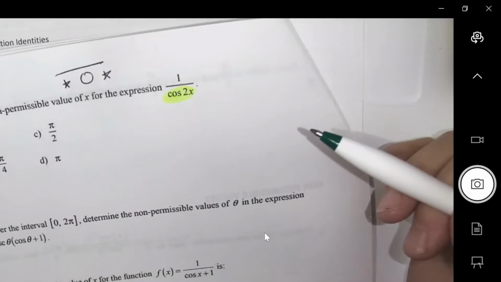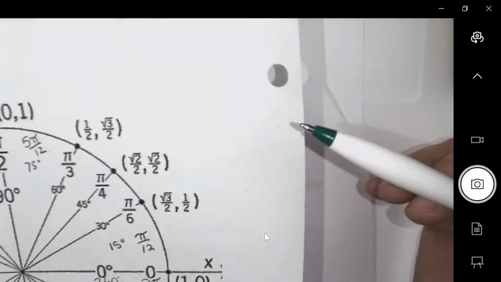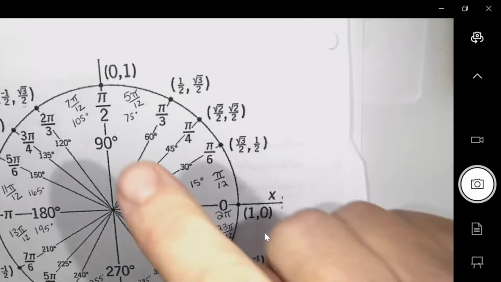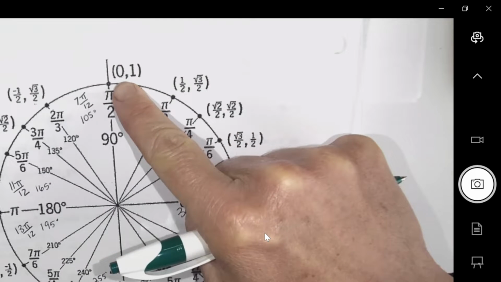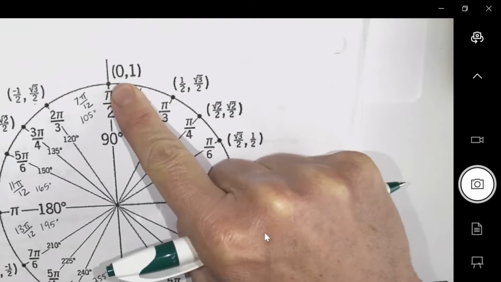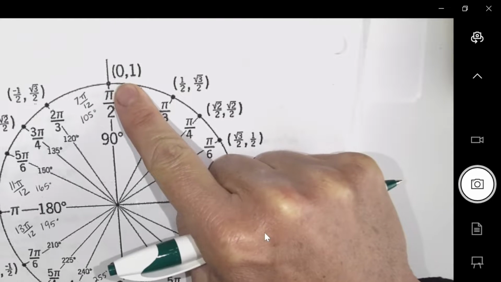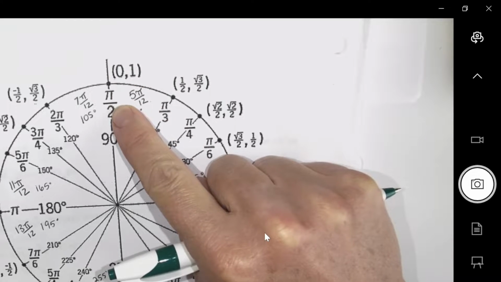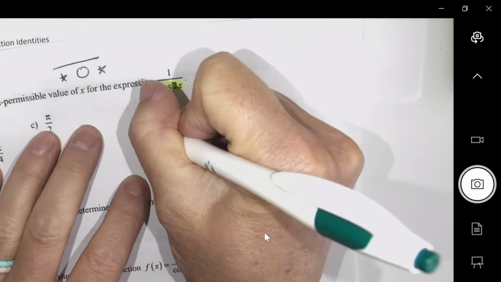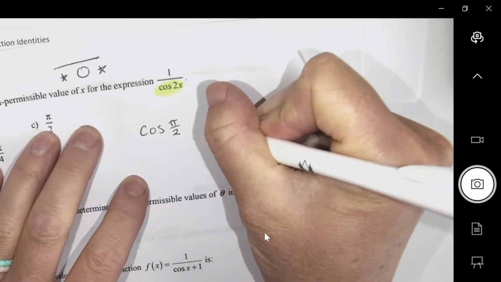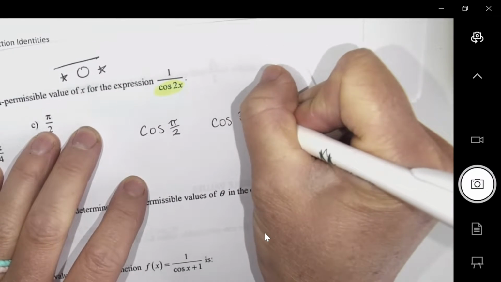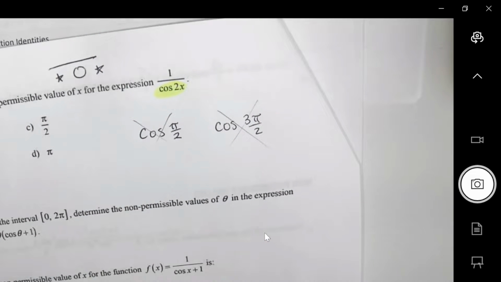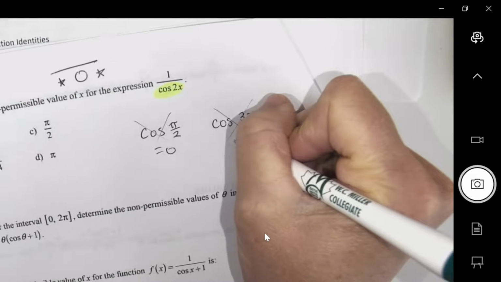So what cos value causes a 0? Where are you if cos is 0? Right here? That's not good to be here. Or here. So I don't want to end up as the cos of pi over 2, or I don't want to be that. That's kind of the idea. I don't want to be that because that would equal a 0.